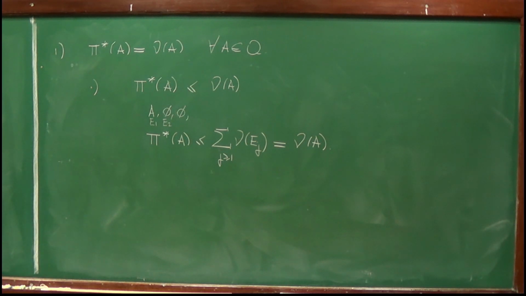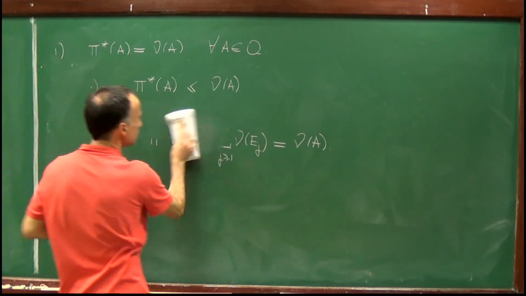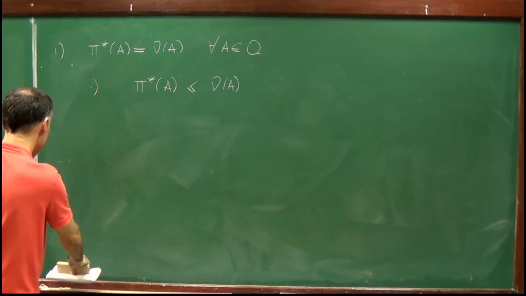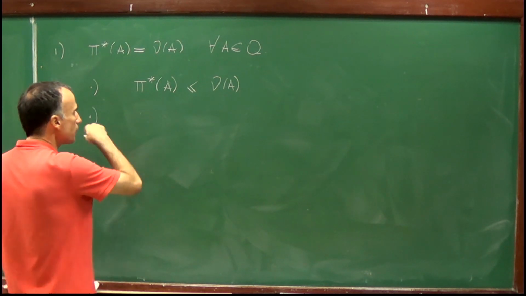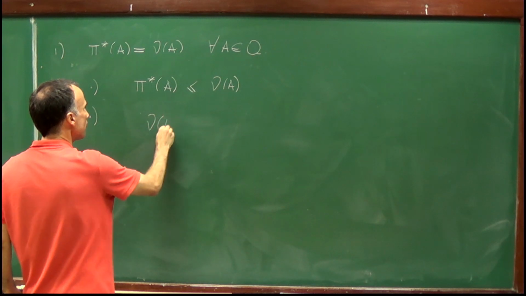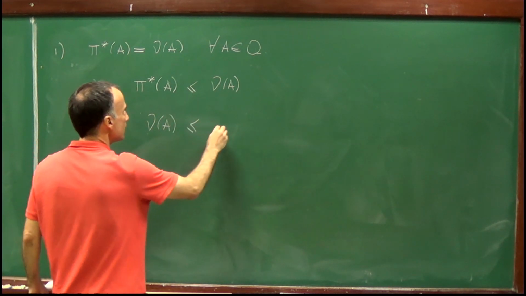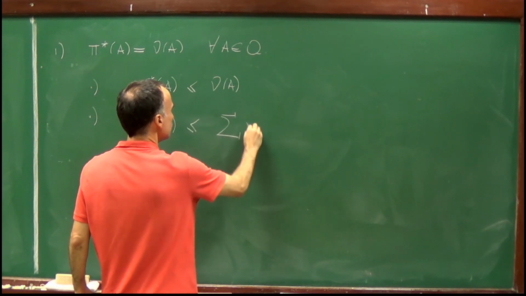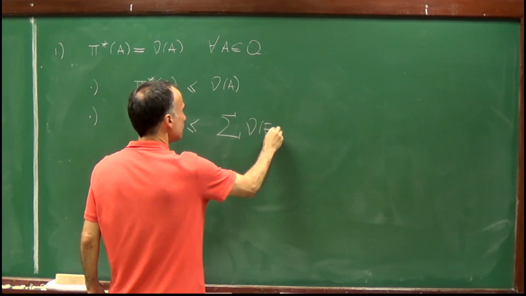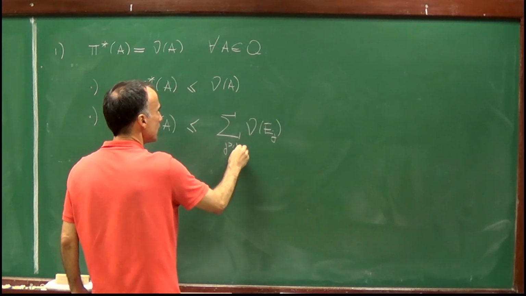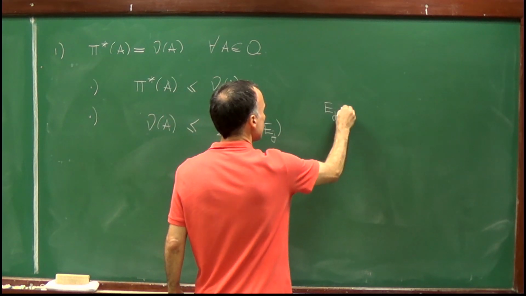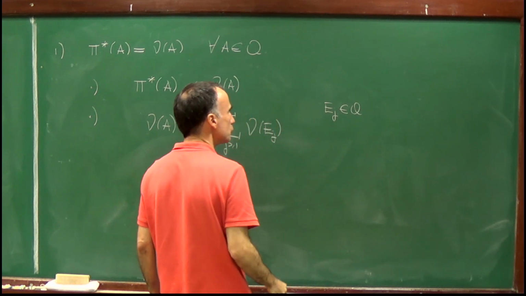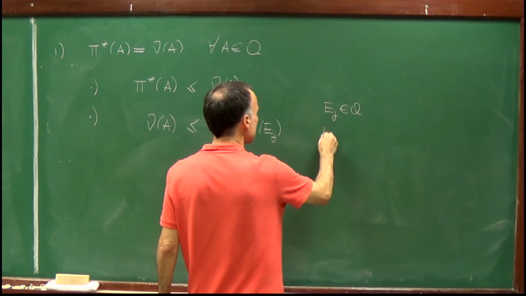So to prove the reversed inequality, the argument is also not very difficult. What we have to show is that nu of A is less than or equal to the sum of nu of Ej for any family Ej whose elements belong to the algebra and which forms a covering of the set A.